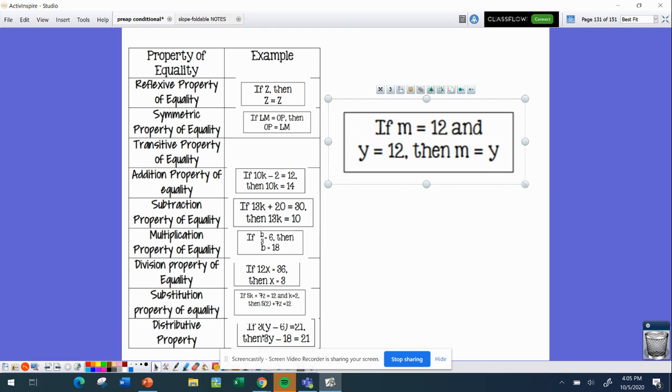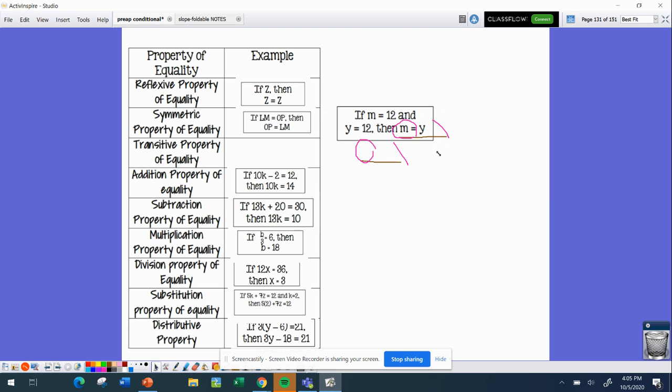And then the last one shows us transitive. We have M equals 12. We have Y equals 12. Both of those have the value of 12. So since they both have a value of 12, transitive property lets us know that M would be the same as Y. Transitive property. These properties we will use when we do our algebraic and geometric proofs.